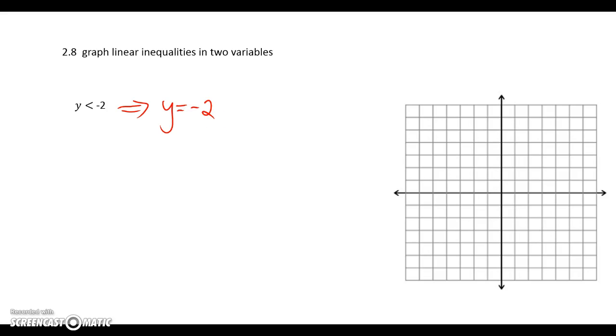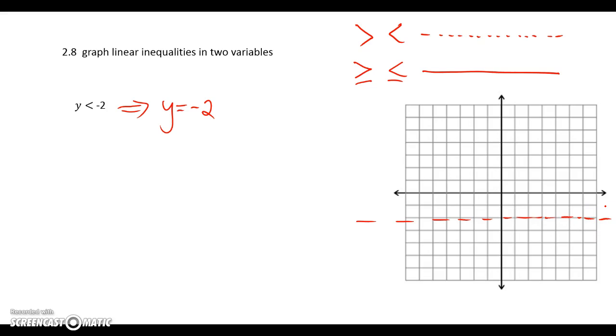Now let's refresh our memory on inequalities when we're doing this. If we have a strictly greater than or less than, the line you graph will be dotted. If we have less than or equal to, greater than or equal to, it'll be a solid line. So y equals -2 is a horizontal line at -2. This is strictly less than, so it'll be right here.